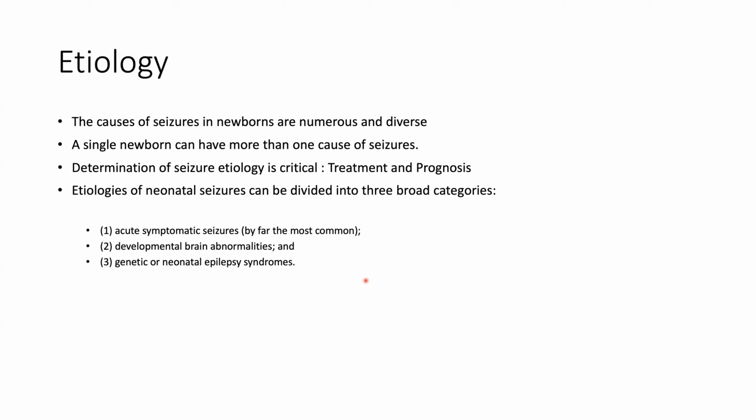Apart from that, you can have brain malformations, cortical malformations, which are called developmental anomalies of the brain, or seizures can be due to genetic or neonatal epilepsy syndrome. So this constitutes the minority, the smallest of the three groups, but you will have to remember them because some of them are very eminently treatable, as we'll see later on.